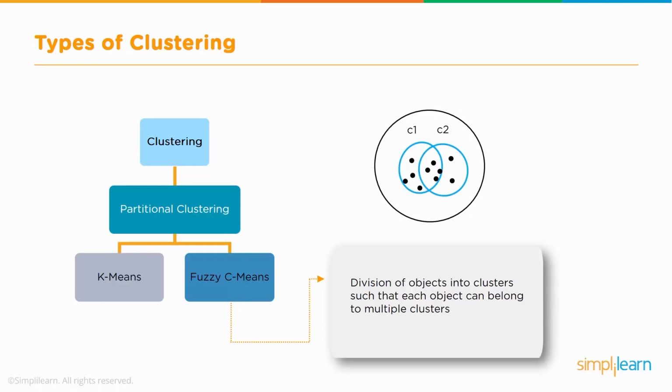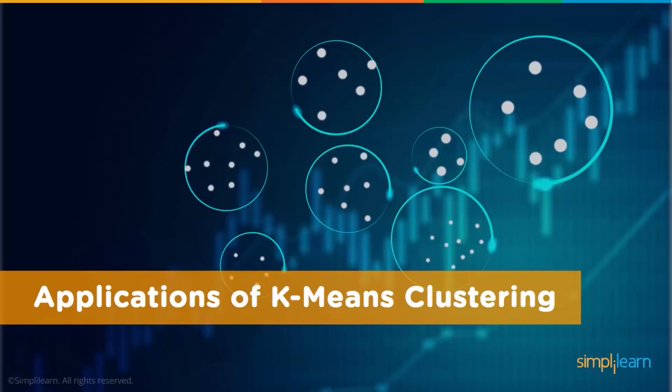Now, fuzzy c-means is very similar to k-means in the sense that it clubs objects that have similar characteristics together. But while in k-means clustering a single object cannot belong to two different clusters, in c-means, objects can belong to more than one cluster. So that's the primary difference between k-means and fuzzy c-means.